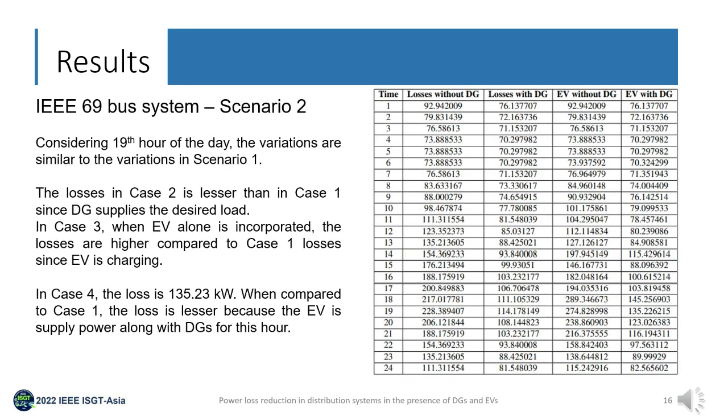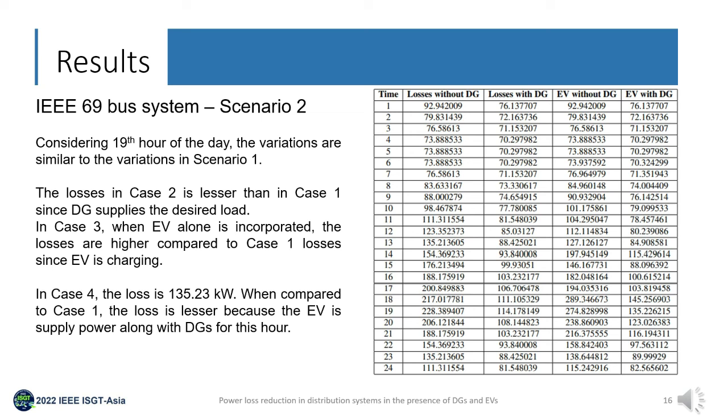The following slide shows the tabulation for IEEE 69 bus system scenario 2. Also, we have noted down some of the observations. So here we have considered 19th hour of the day, and we saw that the variations are similar in scenario 1 as well. They both show the same variation pattern. In the 19th hour, when we compare case 1 and case 2, the loss has reduced in case 2 since DG supplies the desired load.